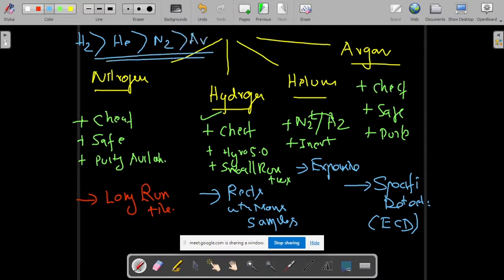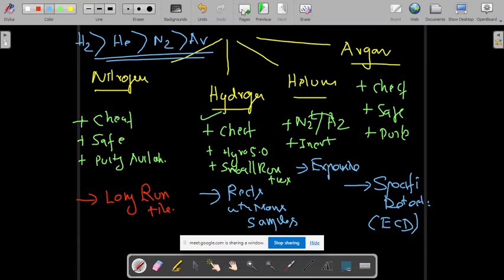This is the trend in the industry. Most preferred is hydrogen, even though it is reactive, so it can be used fine. And then helium, then comes nitrogen, then comes argon. This is the order of the gases that is particularly suited for our chromatography.